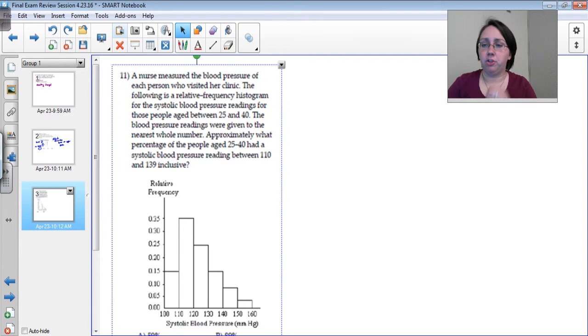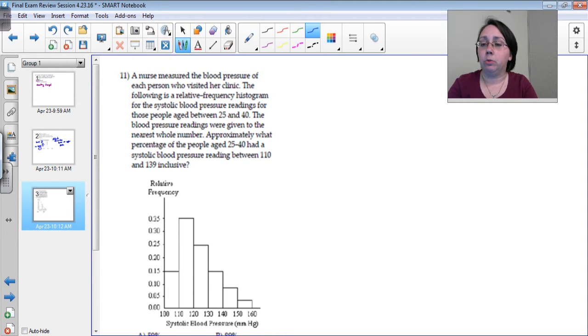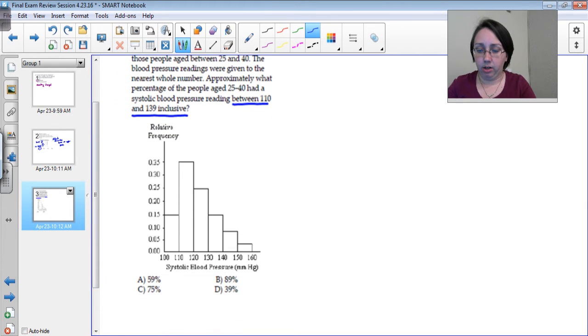So number 11, a nurse measured the blood pressure of each person who visited her clinic. The following is a relative frequency histogram for the systolic blood pressure. What are we being asked? Last sentence. Approximately what percentage of the people aged 25 to 40, which is what this whole table is, had a systolic blood pressure between 110 and 139 inclusive? So if we mark on our little table here, here's 110. Where's 139? In between 130 and right before 140.